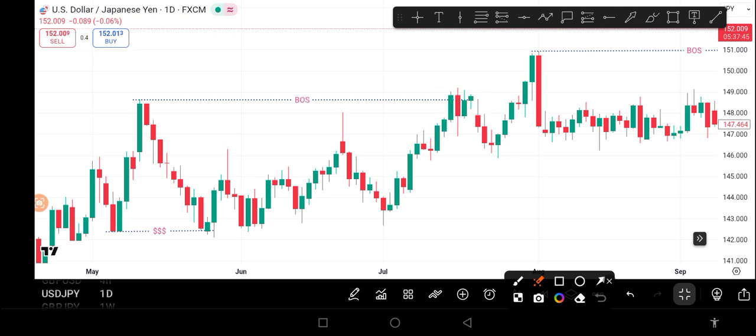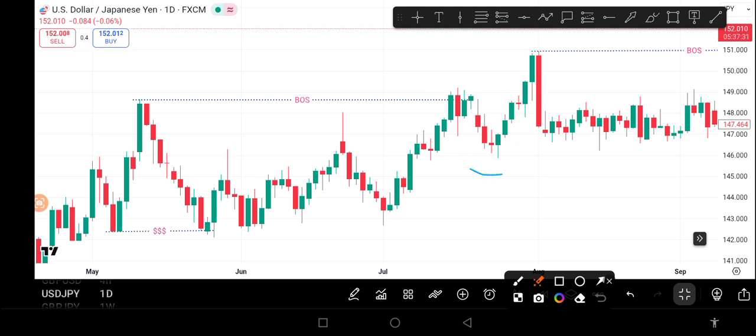Now I want you to see this. The price went up, broke this structure, right? And then it came back. It came back, but let me check. It never swept any liquidity on this side. It never took any low on this side. And then it went up to break this structure.